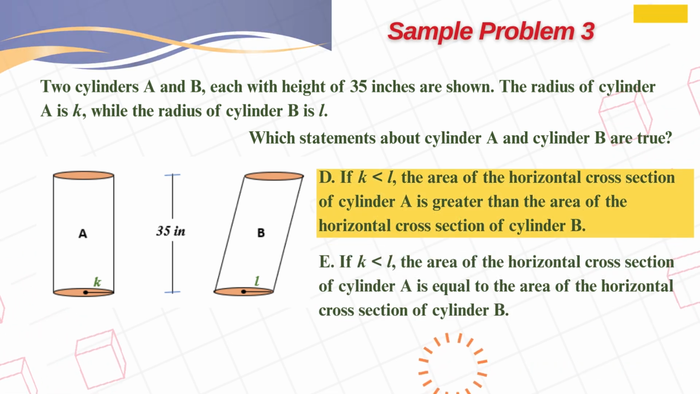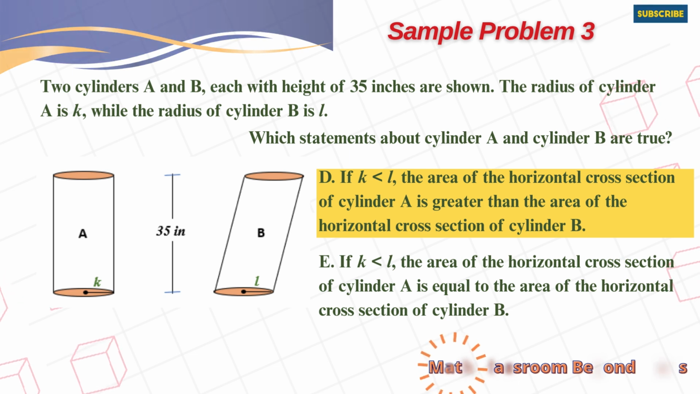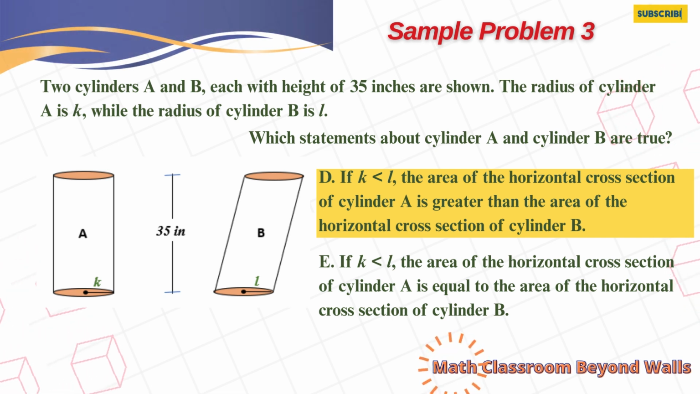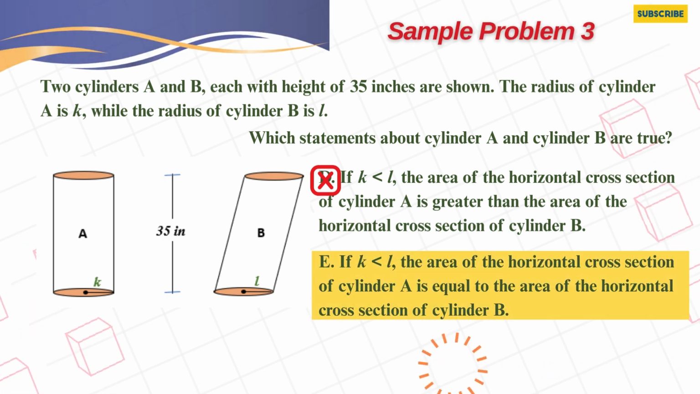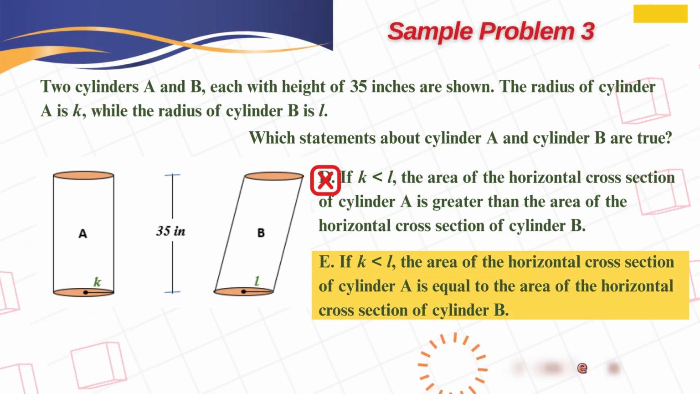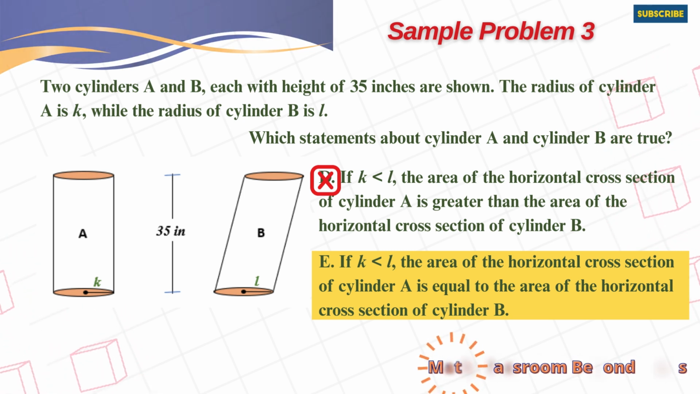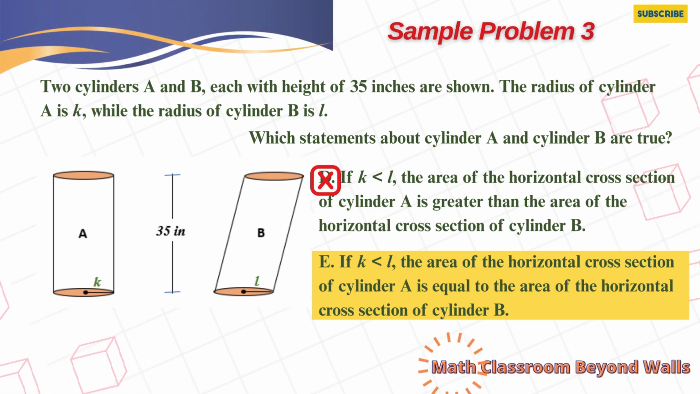For option D, the statement is, if K is less than L, the area of the horizontal cross-section of cylinder A is greater than the area of the horizontal cross-section of cylinder B. Is the statement true or false? Okay, so false. For option E, the statement is, if K is less than L, the area of the horizontal cross-section of cylinder A is equal to the area of the horizontal cross-section of cylinder B. Is the statement true or false?